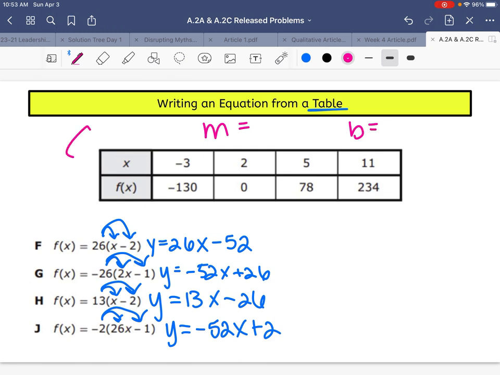I'm going to now look at my table, my representation. So m, which is slope, is the change in y over the change in x. So I'm going to use the table.